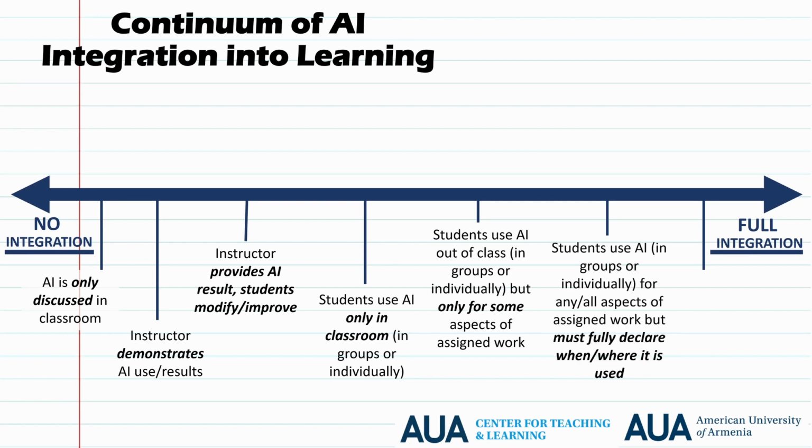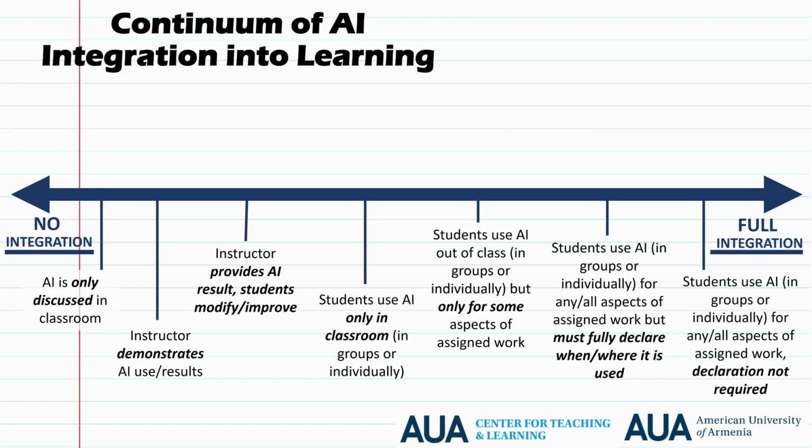A more full integration here would be that students use AI for any or all aspects of an assigned work. For the assignment, they're using it, but they have to fully declare when it's used, how it's used, where it's used, and maybe even why they used it for different parts of the assignment. It's up to them, but they have to fully recognize and cite how they're using it and explain it. So this is another more high level use of AI.